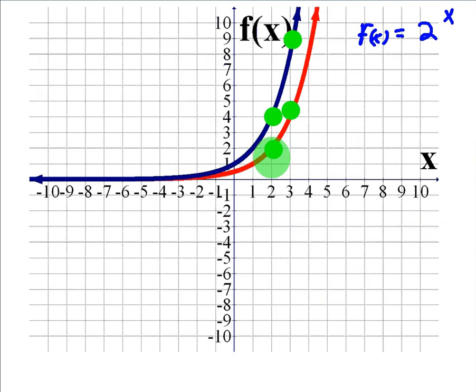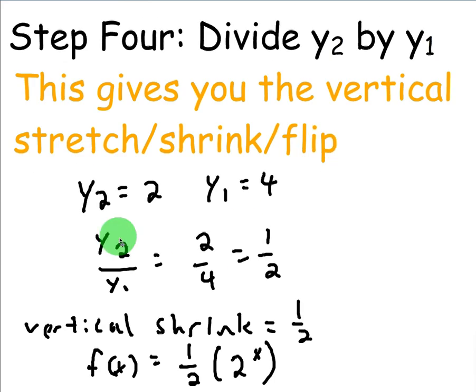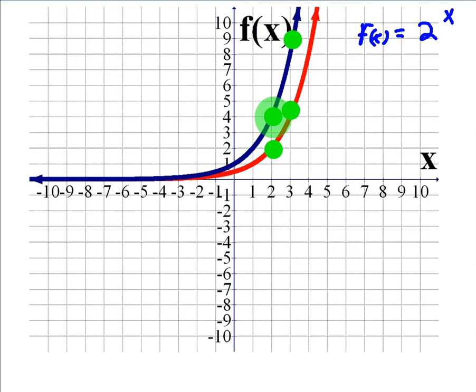So my y2 value is 2. My y1 value is 4. So it's going to be 2 over 4. And this confirms that it did shrink because my a value would be 1/2. So that indicates that my f of x equation, my transformed equation, is 1/2 times 2 to the x. In other words, all the y values from 2 to the x have been shrunk in half.